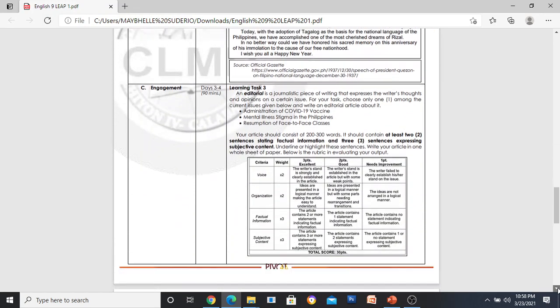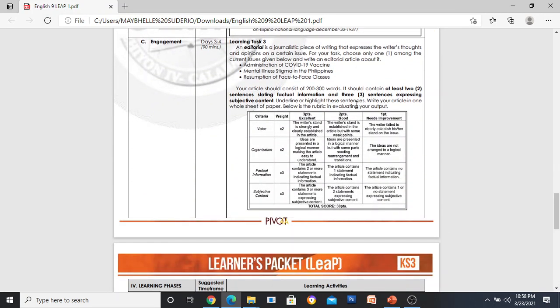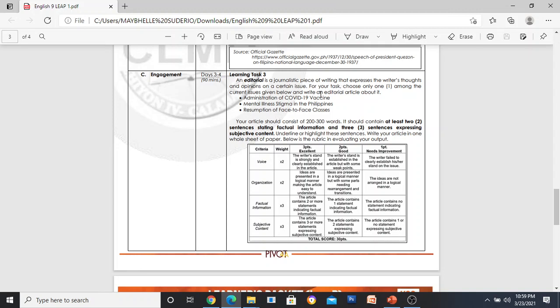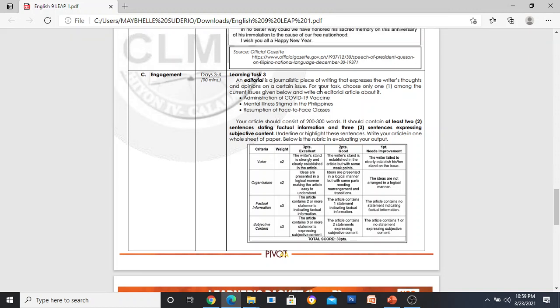Sa learning task 3, kayo naman ay gagawa ng editorial article. So, kung familiar kayo sa mga dyaryo, meron yan yung mga editorial part. So, when we say editorial, dinefine yan dito. It is a journalistic piece of writing that expresses the writer's thoughts and opinion in a certain issue. So, gagawa kayo ng sarili nyong editorial article regarding about an issue. Ito, may 3 dito, pili lang kayo ng isa.